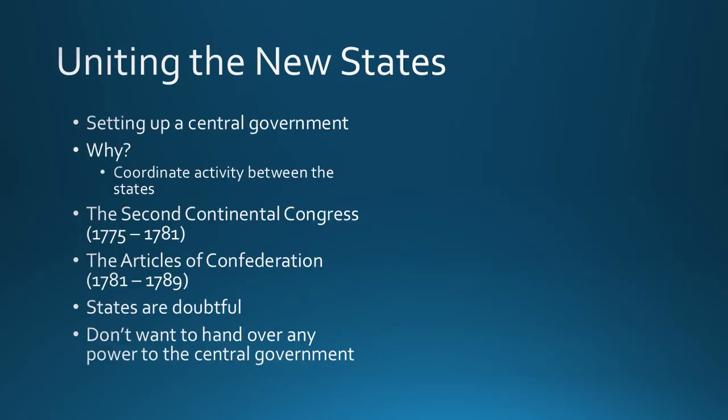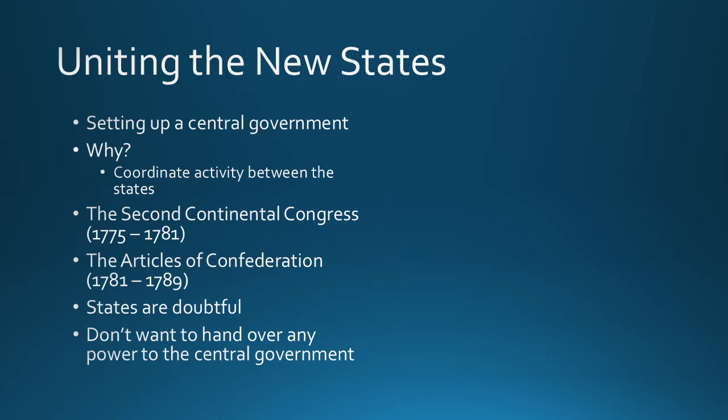So the states set up their own systems of government, but that means you have 13 independent countries that have replaced the 13 colonies. But the colonies realize that if they don't work together, they're going to be pretty weak and vulnerable. So they all agree that they need to set up some kind of central government, that is, a government that unites all 13 states into a single country. But the question is, how is this type of government going to help? And how is it going to work?